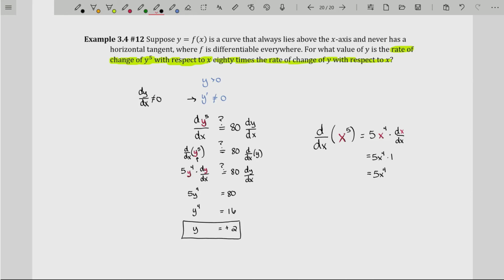We are done with the chain rule material.